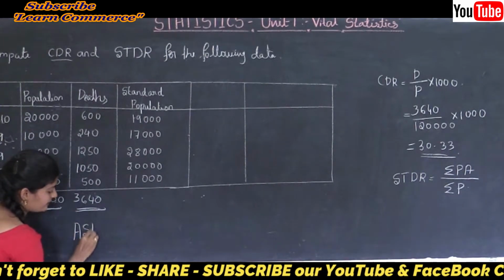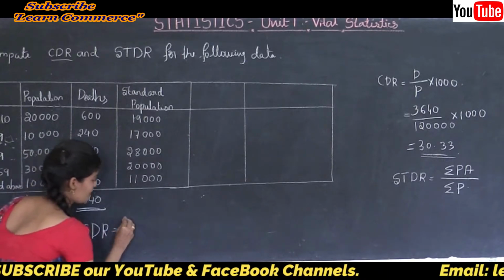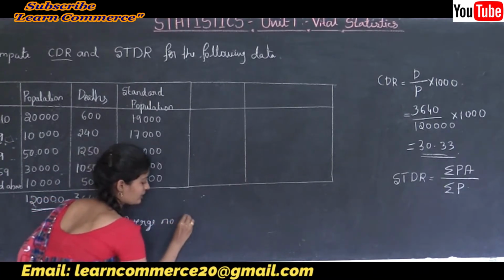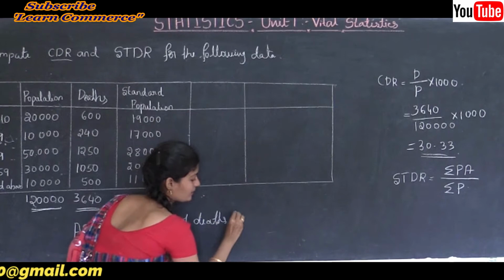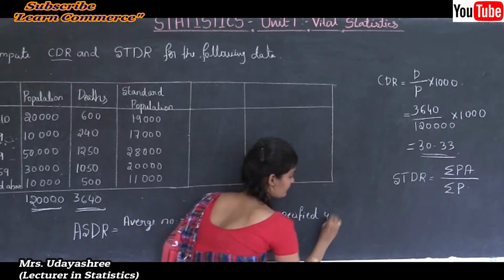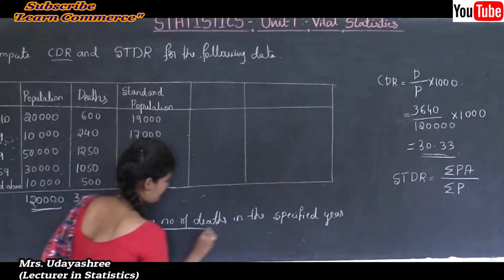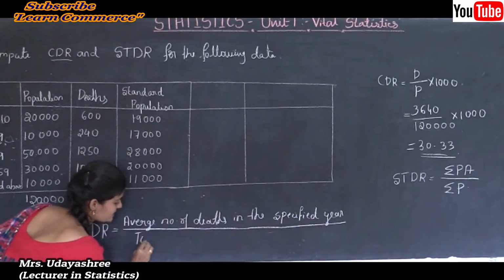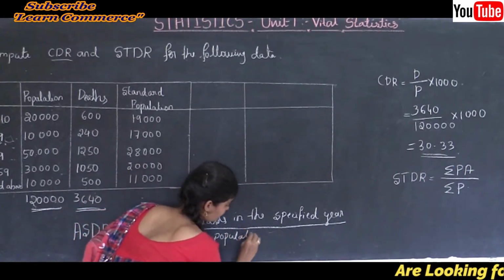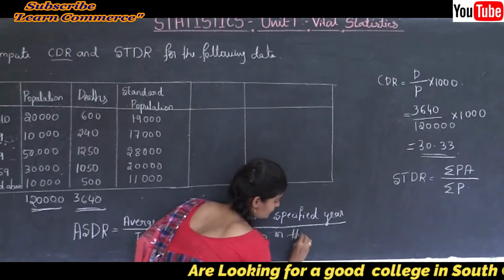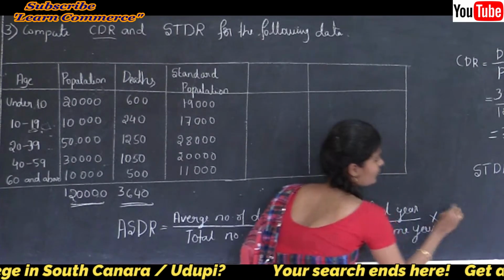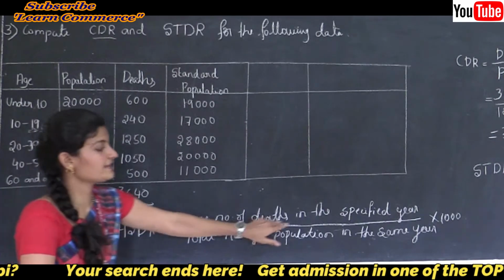age specific death rate is equal to the average number of deaths in the specified year divided by the total number of population in the same year, into 1000. Now see the average number of deaths in the specified year.